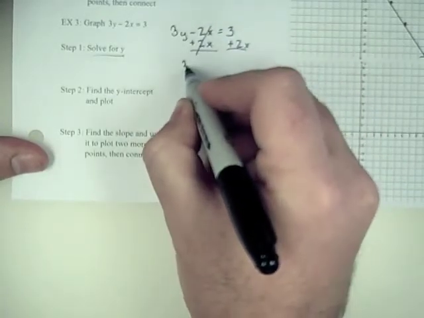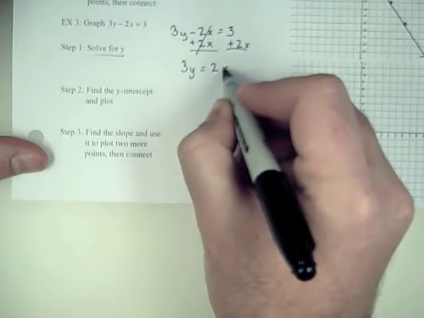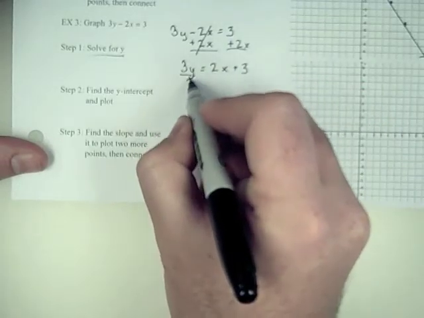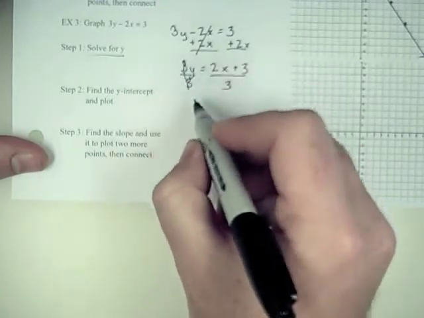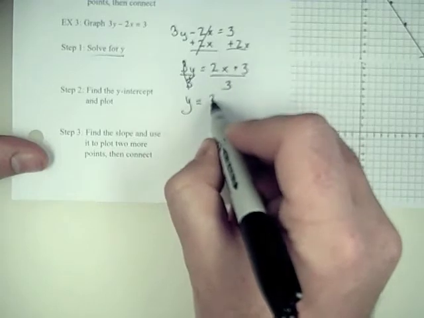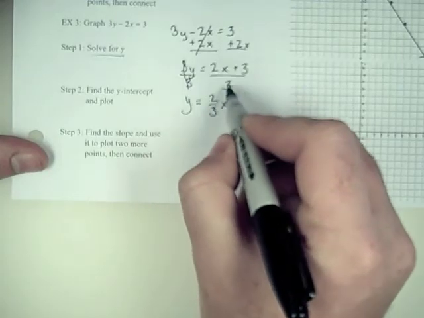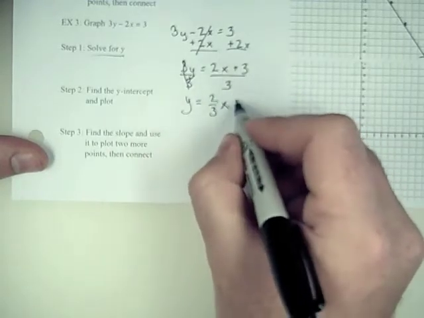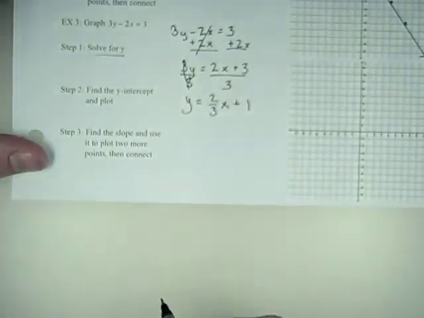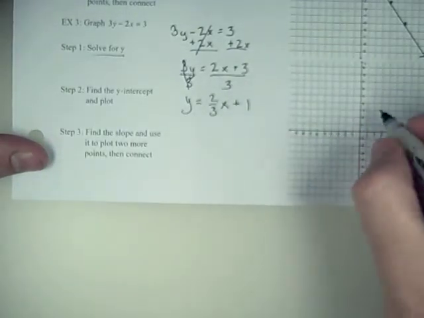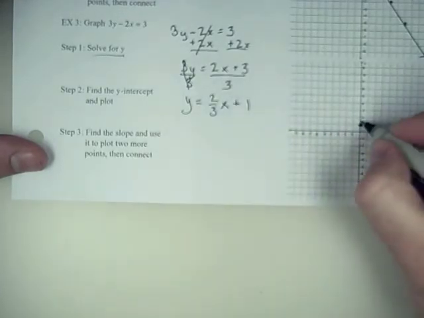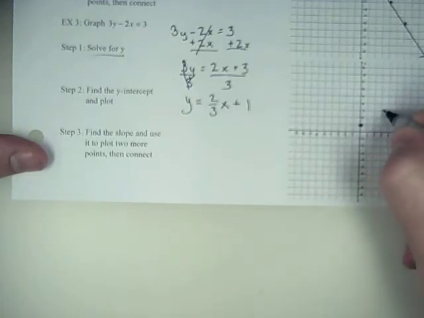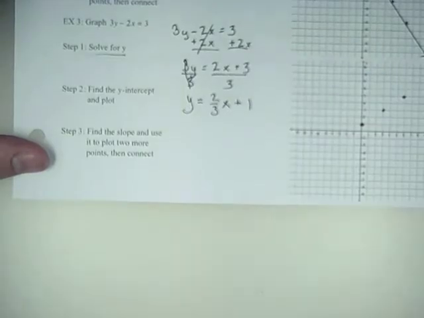This cancels out, leaving us with 3y equals 2x plus 3, and then we divide by 3 on both sides, because that's the opposite of that multiplication. You get y equals 2 over 3x, and then 3 divided by 3 is plus 1. Now that it's in slope-intercept form, I go to 1 on the y-axis, because that's my y-intercept, and I go up 2 and over 3. Up 2 and over 3. And then I plot my line.